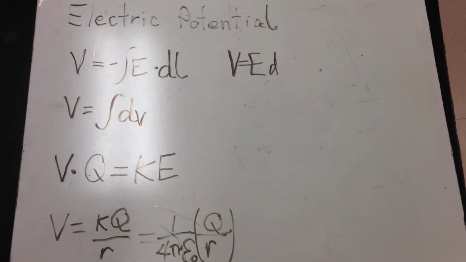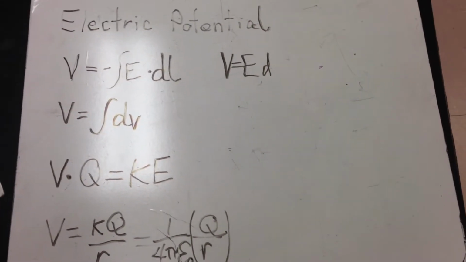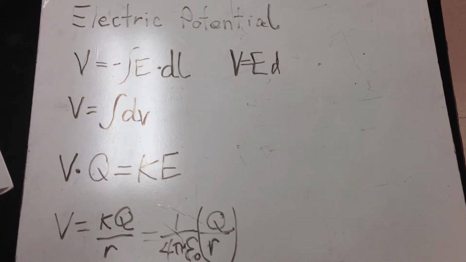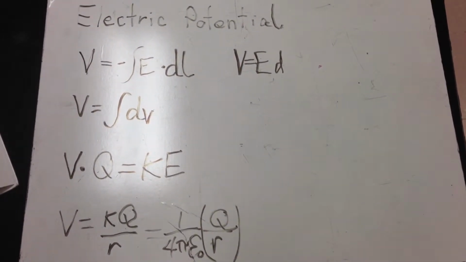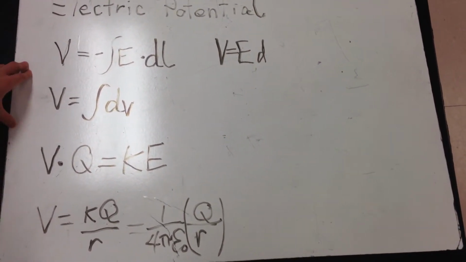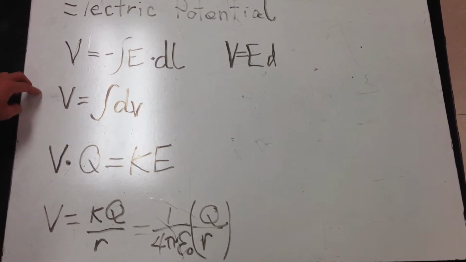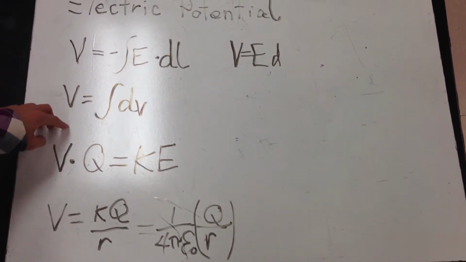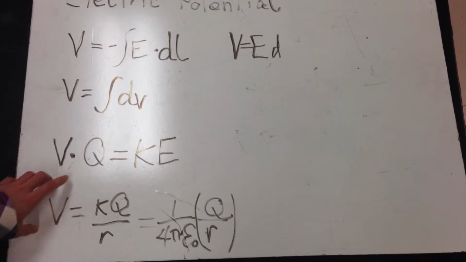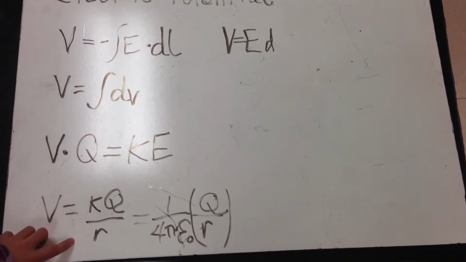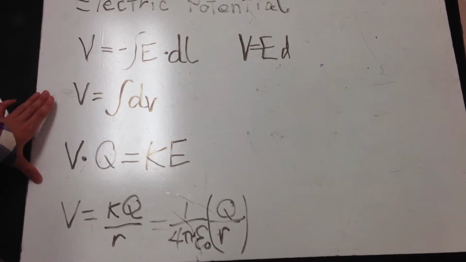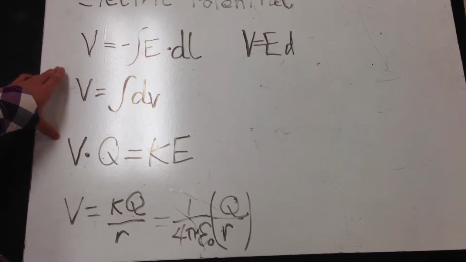Okay, this one is electric potential. Electric potential is defined as the potential energy per unit charge, and it has a unit of volts. It has several different equations: V equals negative integral of E dot dl, V equals the integral of dV, V times Q equals kinetic energy, and V equals kQ over r. You use these different equations for finding electric potential depending on the problem.